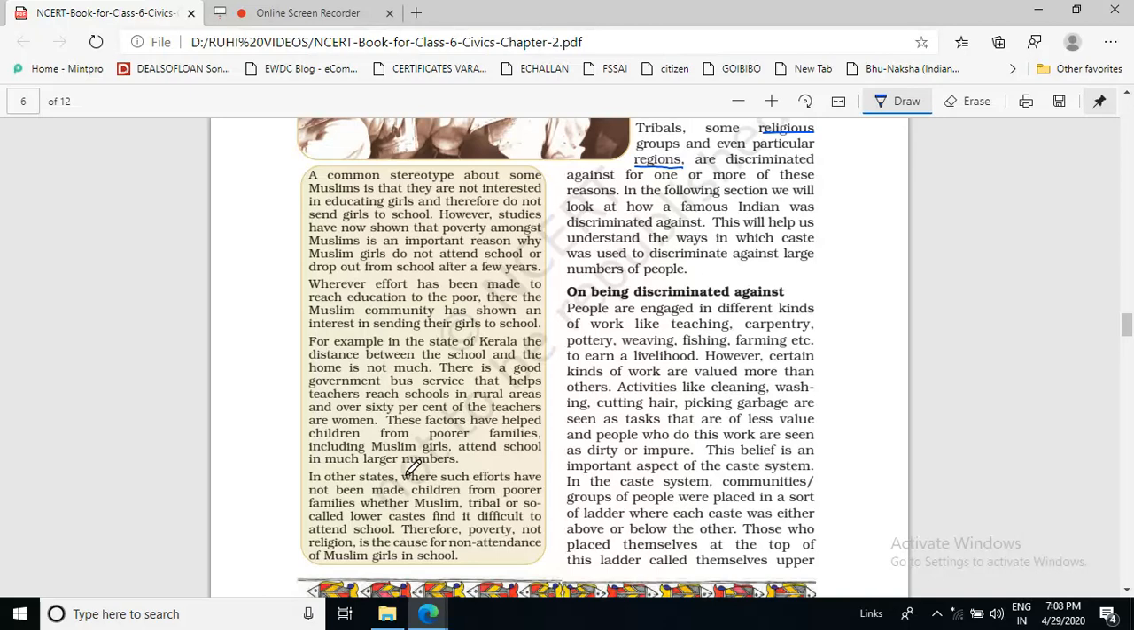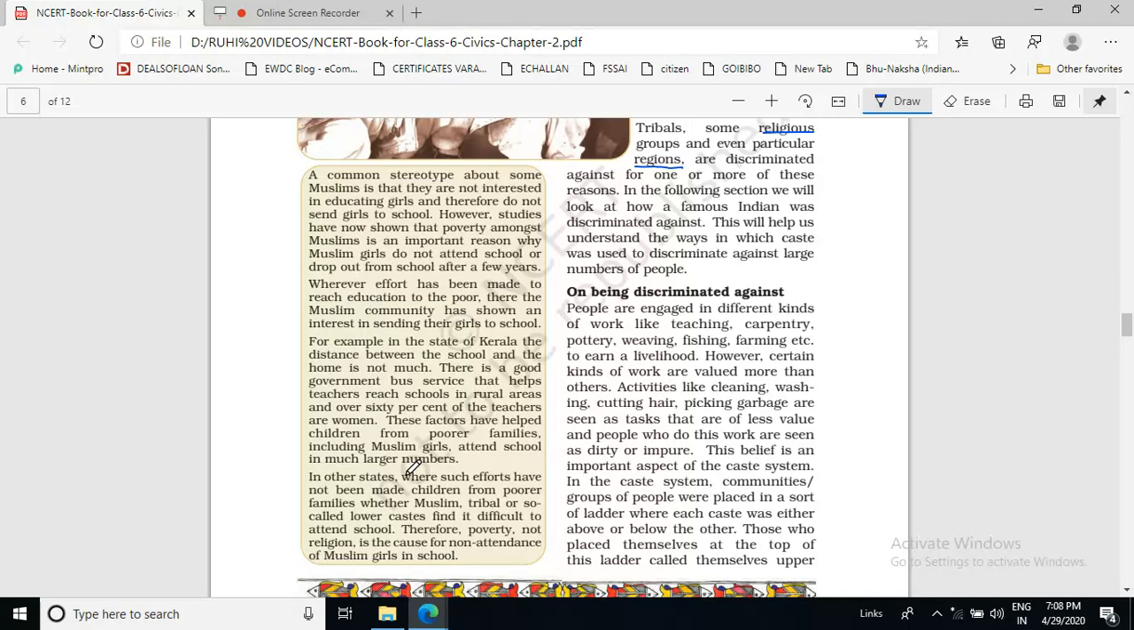Okay. So, this is the stereotype which says that Muslims are not interested in educating girls. This stereotype is not correct. Religion has nothing to do with education. It is the problem of poverty, which is obstructing the path of education. Okay.